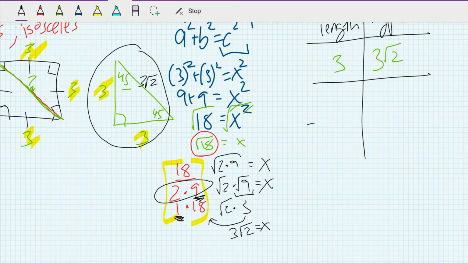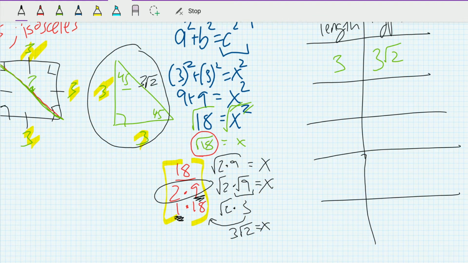Do 3 different numbers. And then hopefully you can see what the pattern is going to be. And it's a really nice pattern, and it's really, really easy, okay?